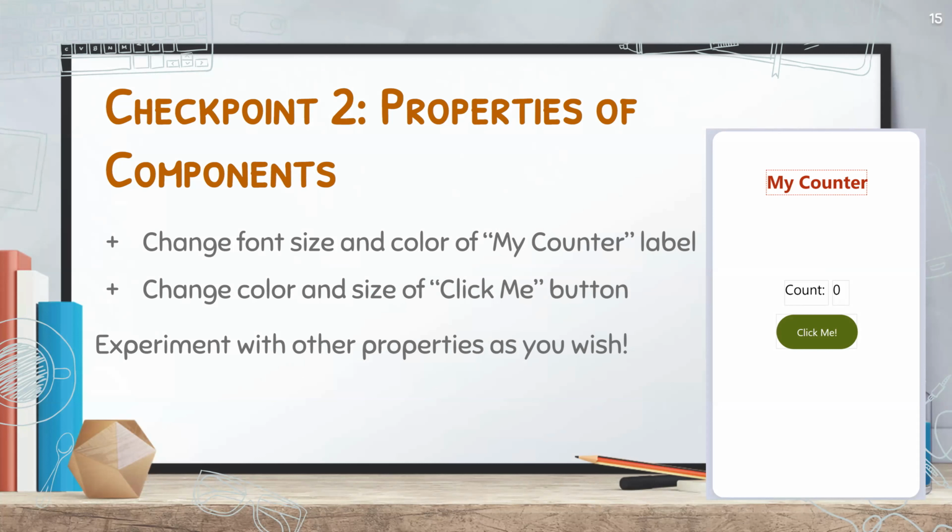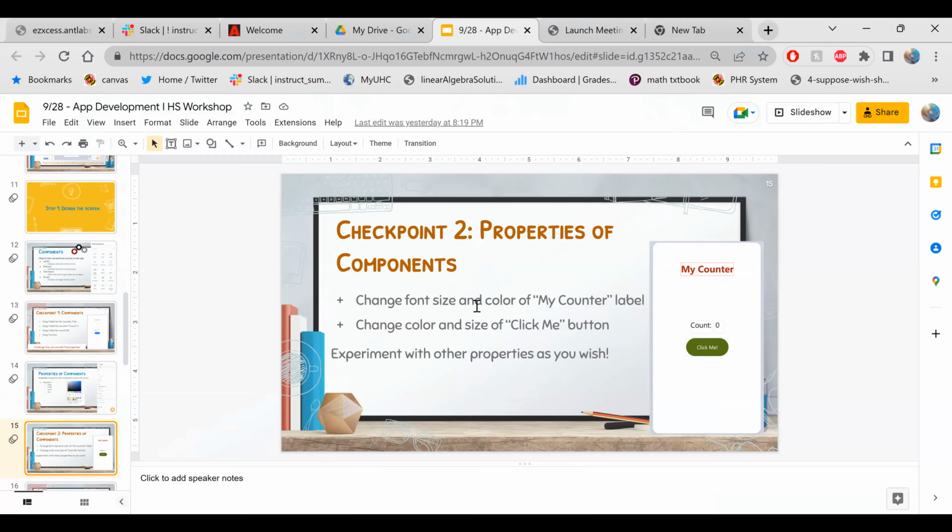If you want to change the font size of your counter label and change the color and size of the click me button, you can experiment with the properties. They're pretty simple to figure out once you play around with it. I'm gonna give you maybe 5 minutes and you can mess around with the background as well. I can show you how to do that. I'll give you guys 5 minutes for that. And of course, if anyone's struggling, anyone needs help, just raise your hand and we'll come help out.